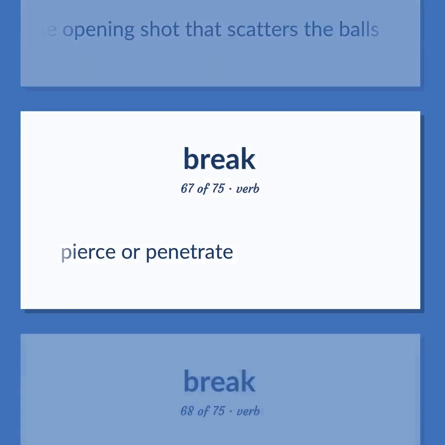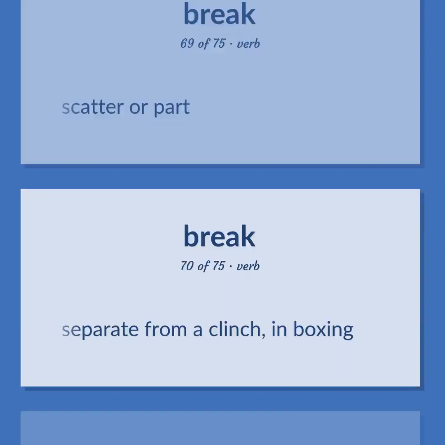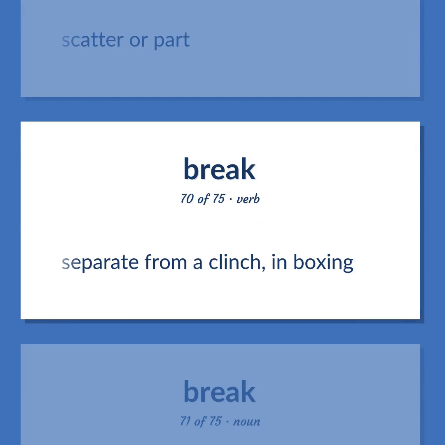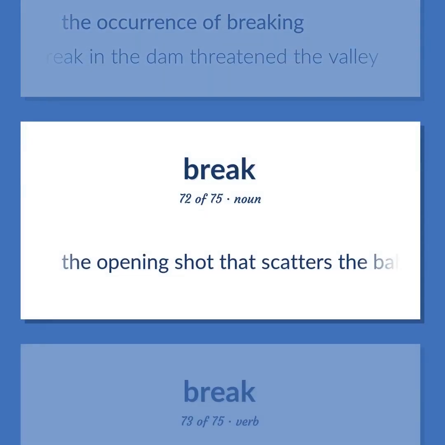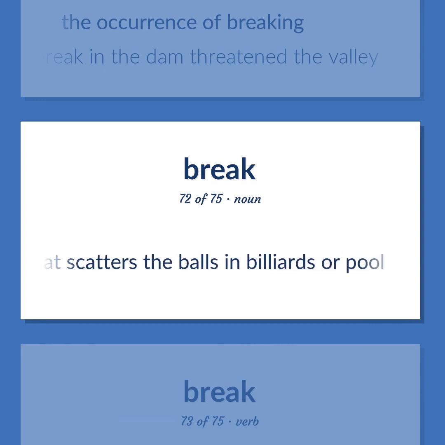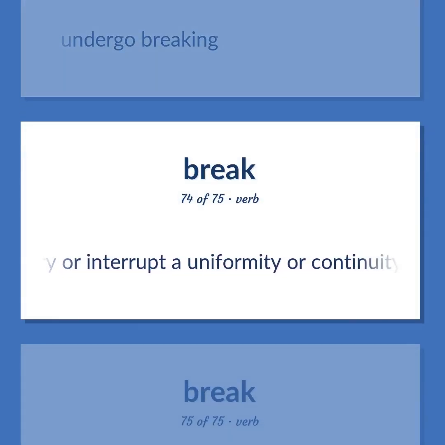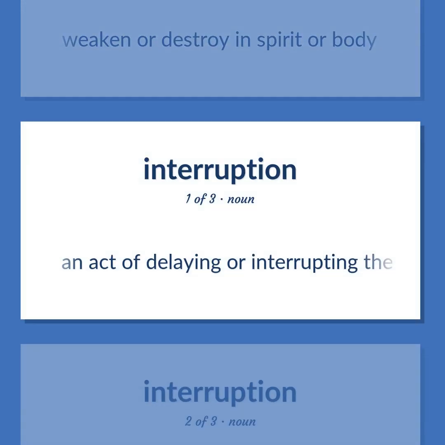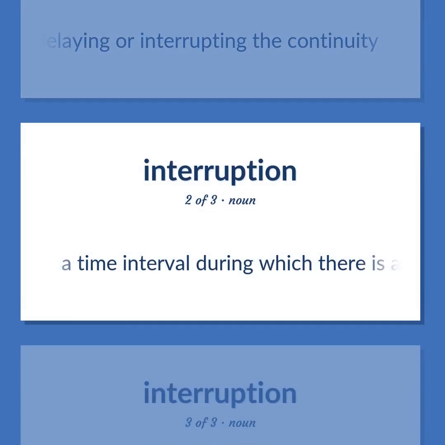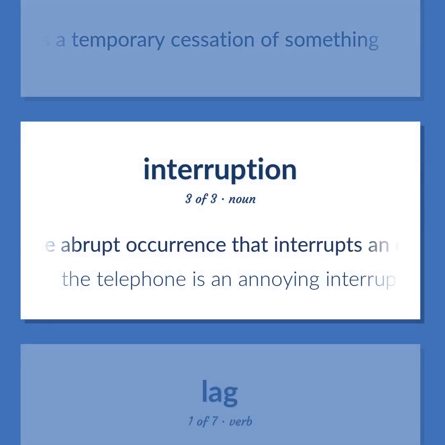Pierce or penetrate. Render inoperable or ineffective. Scatter or part. Separate from a clinch, in boxing. The occurrence of breaking. The break in the dam threatened the valley. The opening shot that scatters the balls in billiards or pool. Undergo breaking. Vary or interrupt a uniformity or continuity. Weaken or destroy in spirit or body. An act of delaying or interrupting the continuity. A time interval during which there is a temporary cessation of something. Some abrupt occurrence that interrupts an ongoing activity. The telephone is an annoying interruption.